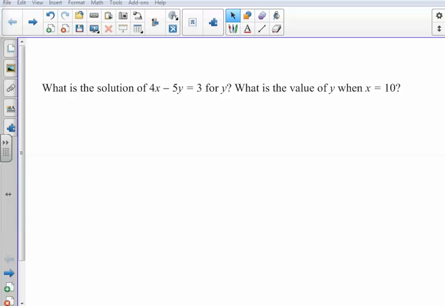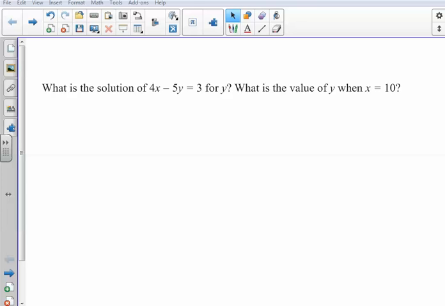Okay, guys, welcome back. Today, I'm going to spend a little bit of time talking about what's called literal equations. What literal equations are is basically a formula or an equation. It's an equation that involves two or more variables. The most common form of a literal equation is a formula.